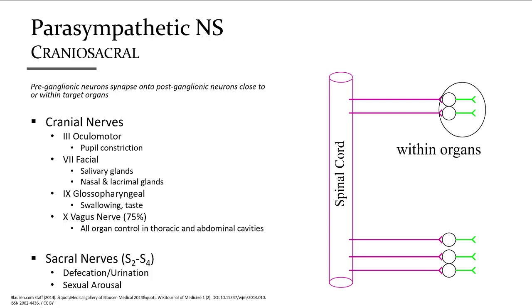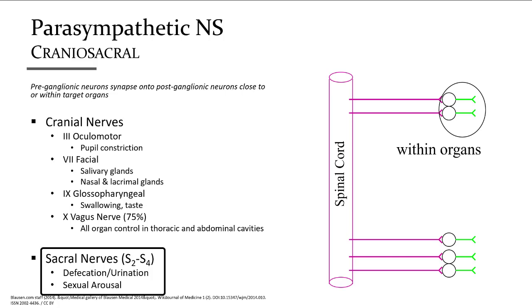Cranial nerve number 3, oculomotor, because it controls our pupil dilation or constriction. So if we're going to be in our mellow state, which is parasympathetic, we actually have our pupils constricted slightly. The facial, it stimulates our salivary glands associated with eating and digestion. Goes to number 9, the glossopharyngeal, for swallowing and taste. And 75% of the parasympathetic nervous system actually just goes through the vagus nerve.